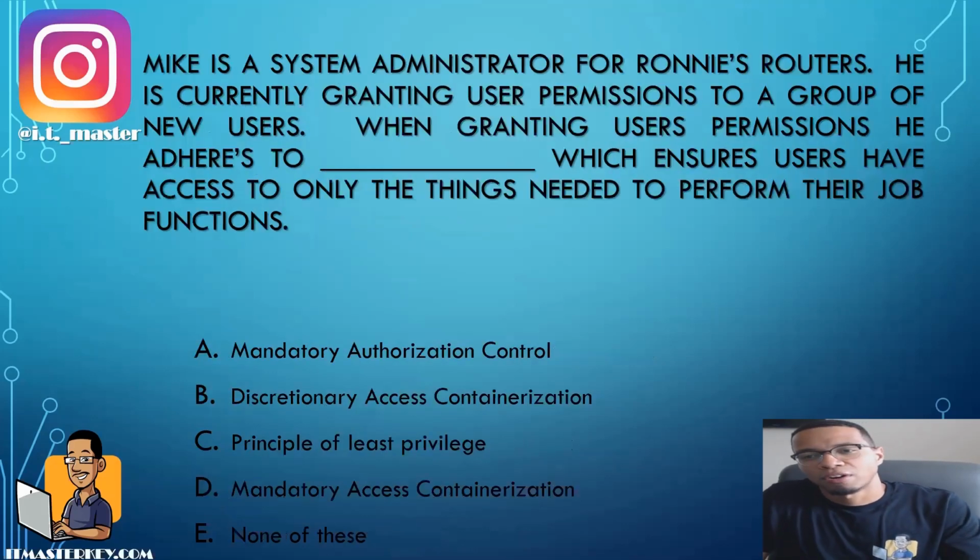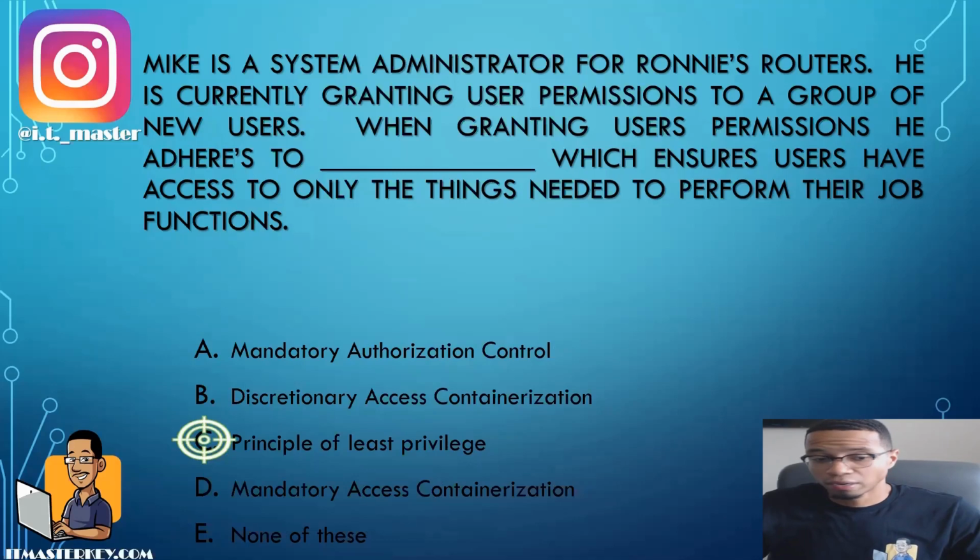Mike is a system administrator for Ronnie's routers. He is currently granting user permissions to a group of new users. When granting user permissions, he adheres to blank, which ensures users have access to only the things needed to perform their job functions. So Mike is adhering to the principle of least privilege. So you literally just give people the minimum amount of privileges they need to rock out and do whatever their job is, okay?